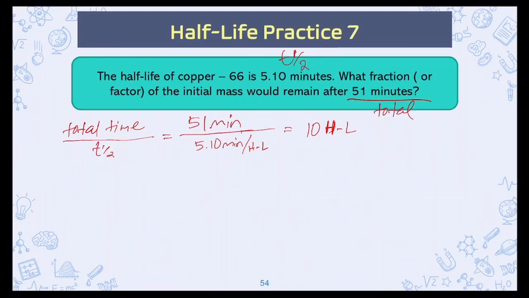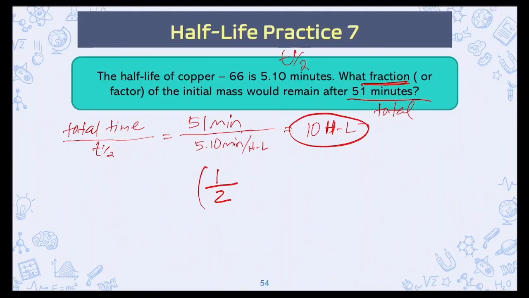Now, the question's saying what fraction will remain, or what factor will remain. So understand that given an initial sample, you would need to divide that quantity in half 10 times because of this value. But we're not given an initial mass. We're not given a number of grams or milligrams. So we will just have to take the half and multiply this 10 times.